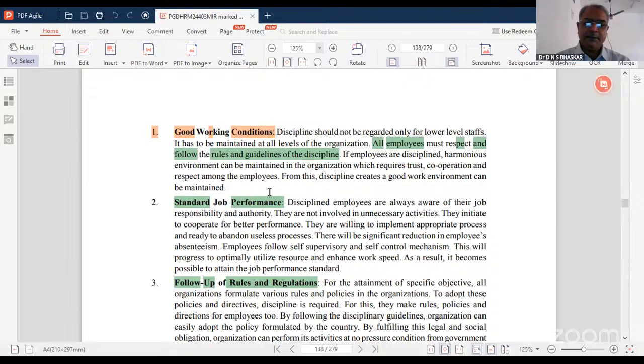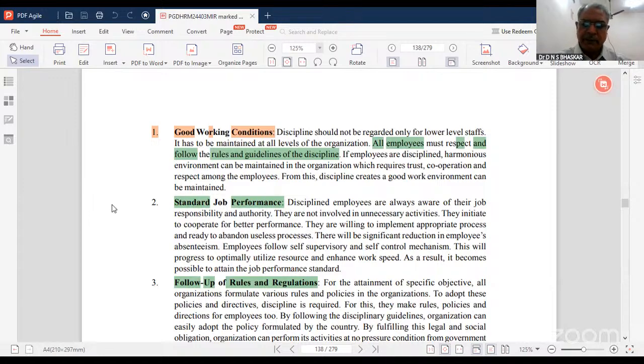Then standard job performance will be there. In this particular procedure, all the employees are discipline minded, they are aware of the job responsibility, they are not involved in any unnecessary activities, they give cooperative and better performance. That is, standard job performance can be expected from all the employees when the discipline procedures are clearly indicated and mentioned. As a result of that, it becomes possible to attain the job performance standards very easily.